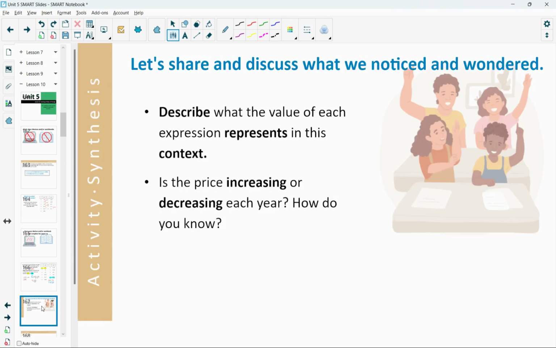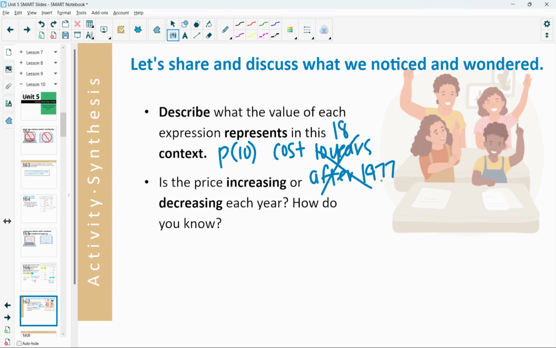So the different values in each expression and what they represent in context. So remember, we had our function notation. So when we looked at P of 10, this is a cost, and then T represented 10 years after 1977. So you could say it like that, or you could just say the cost in 1987. So if you didn't want to say it like that, you would do 1977 plus 10, and you could just say the cost in 1987.